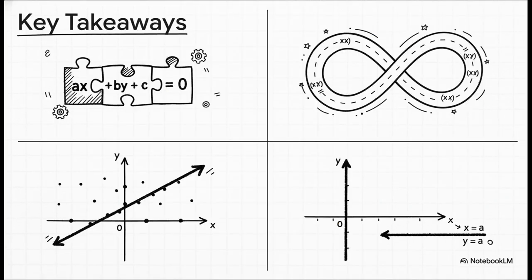So, to recap everything we went over, a linear equation in two variables follows that standard form ax + by + c = 0. It has an infinite number of solutions, each one a little (x, y) pair. When you graph all those solutions, you get a perfect straight line. And finally, those special cases, x = a or y = a, give you those perfectly vertical or horizontal lines.